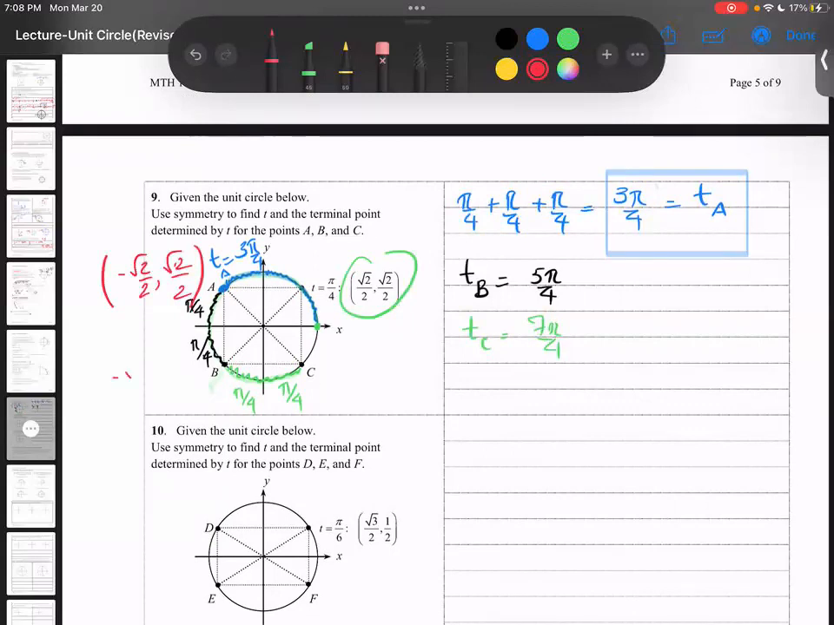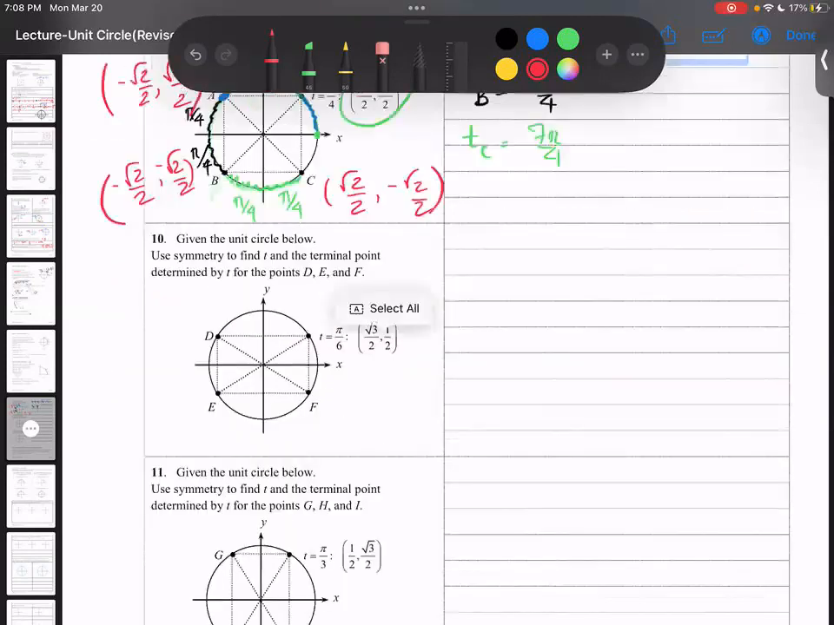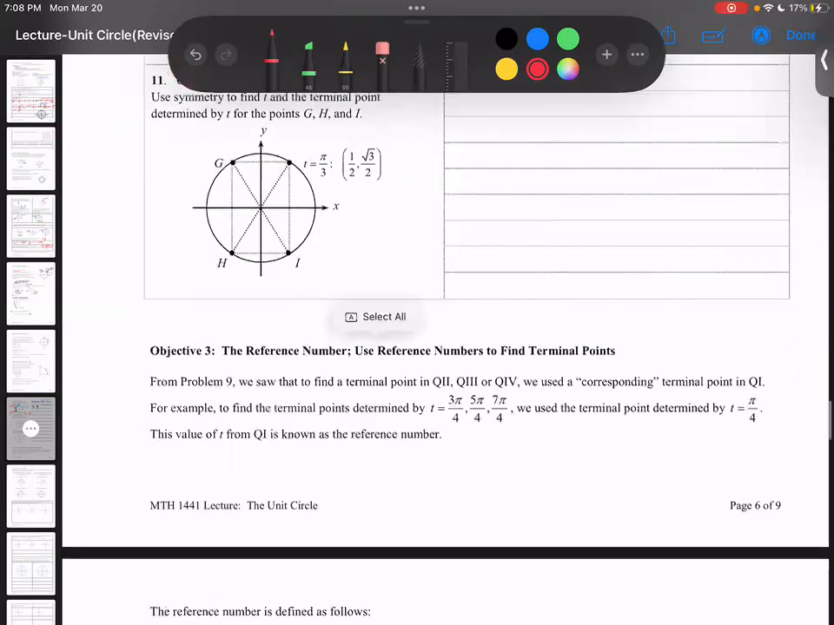Now this is symmetric, so the absolute value of the point is equal. All you have to do is change the sign. And then point C is lying in quadrant 4. You're going to have a positive x and a negative y. Number 10, that's what you try. It's a similar thing. You can try 11 on your own.